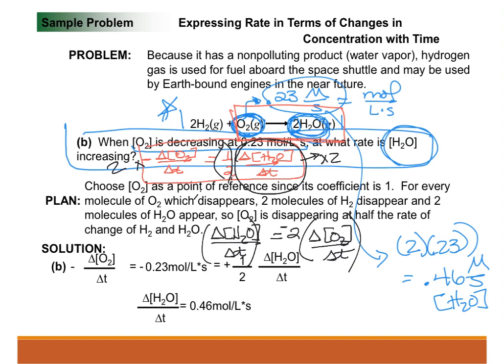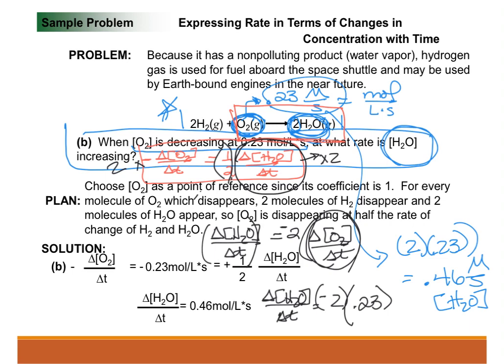All right, and then you just plug in what you know. Just rewrite it. Rate with respect to water equals 2 times, and the rate with respect to oxygen was given to us in the problem as 0.23.